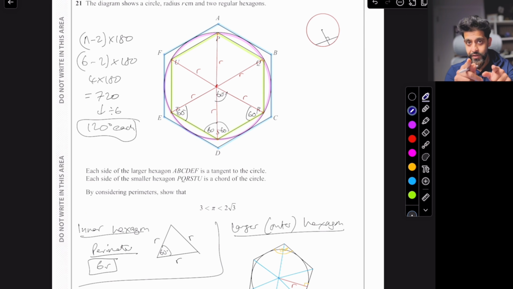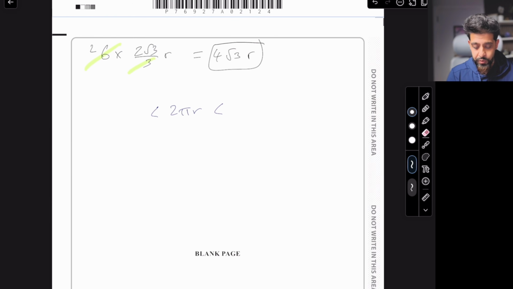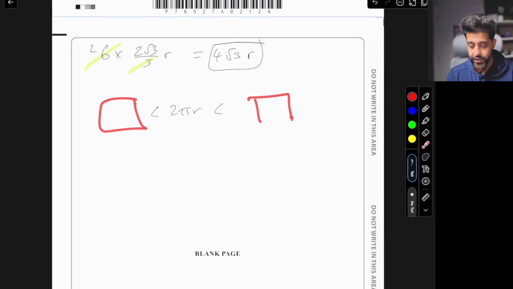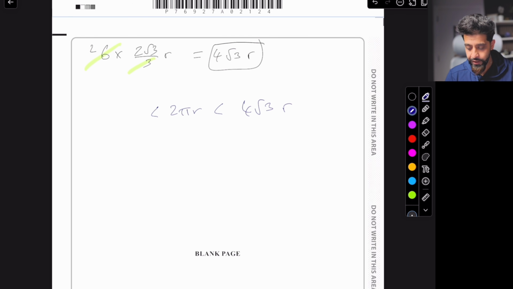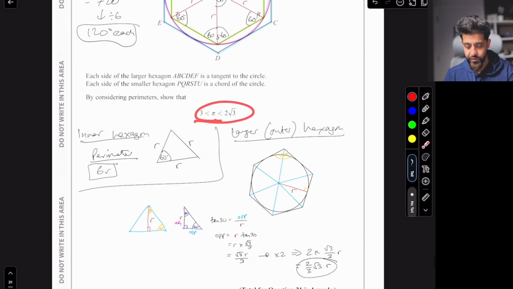So what is the circumference of a circle? First of all, 2 pi r. So we can write down 2 pi r, which is the circumference of a circle, is going to be between the smaller hexagon, which is going to go here, and the larger hexagon there. Let's put the larger one here, 4 root 3 R. And the smaller one was 6R, wasn't it? 6R.